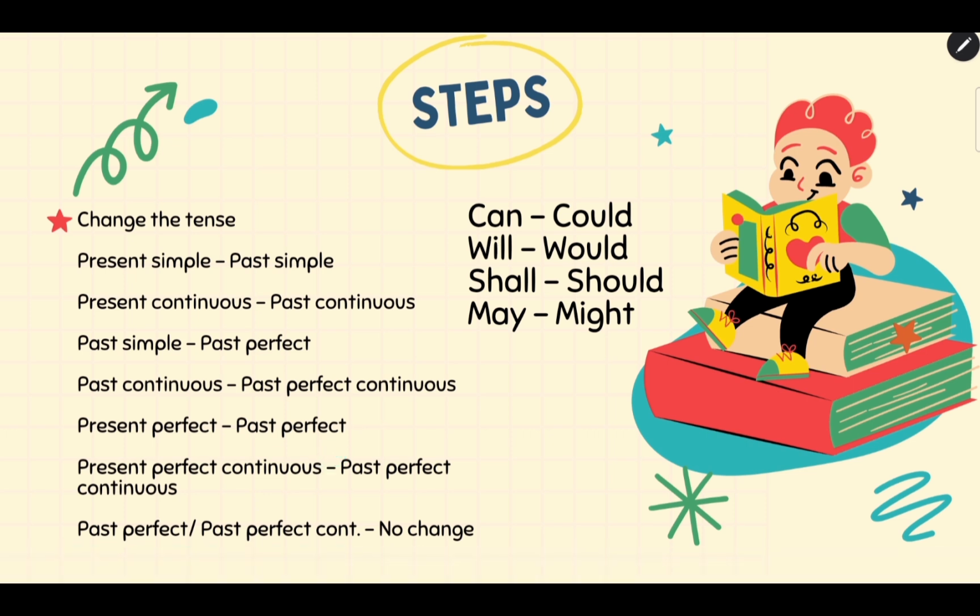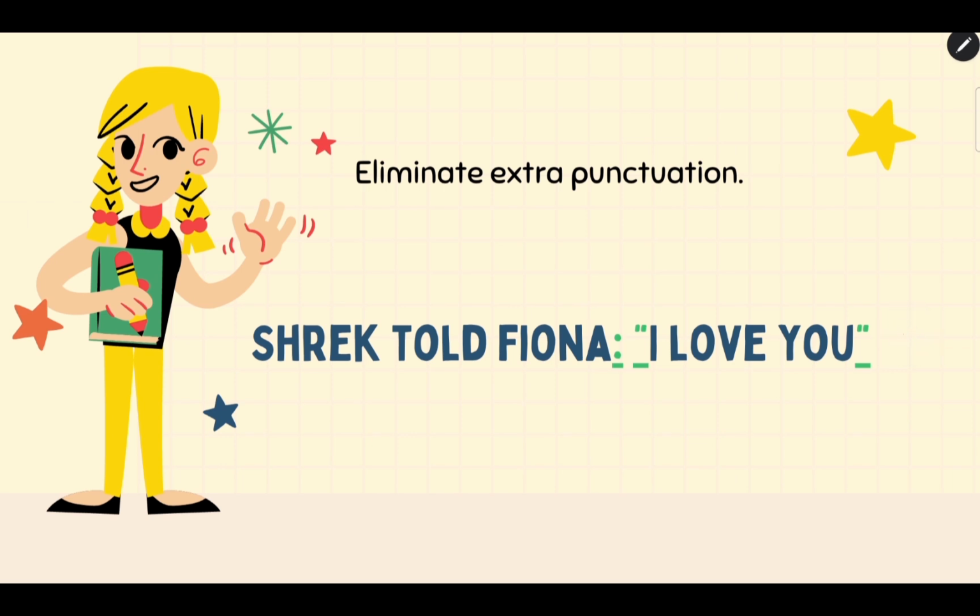But maybe you could have some sentences with auxiliaries. If you have the auxiliary can, you need to change it into could. Will into would. Shall into should. And may into might. Next one. Now, let's change a statement. We have it here. Shrek told Fiona, "I love you."